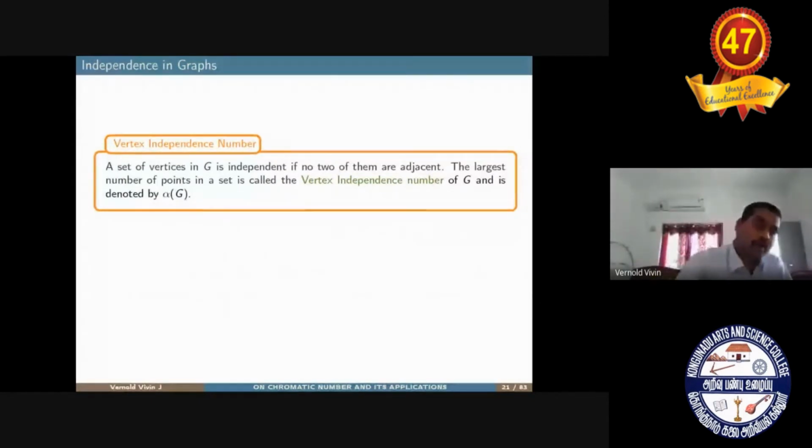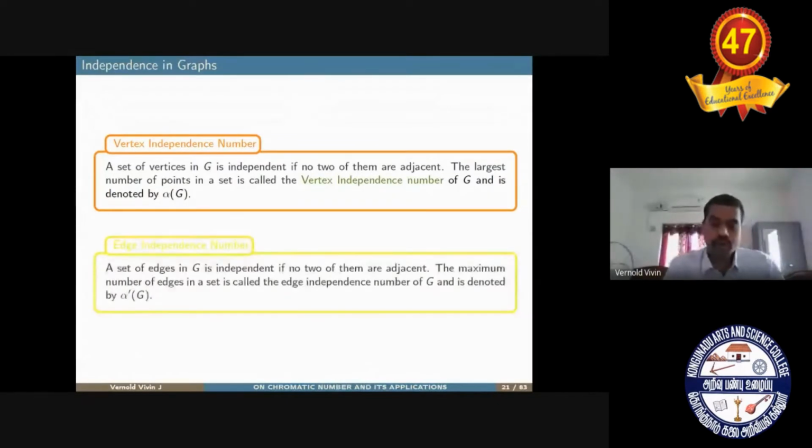Similarly, for edges, we can also have the edge independence number. The same concept is applicable to a set of edges. The set of edges in G is independent if no two of them are adjacent. The maximum number of edges in such a set is called the edge independence number of G, and it is denoted by alpha dash of G. The vertex independence number is denoted by alpha of G.